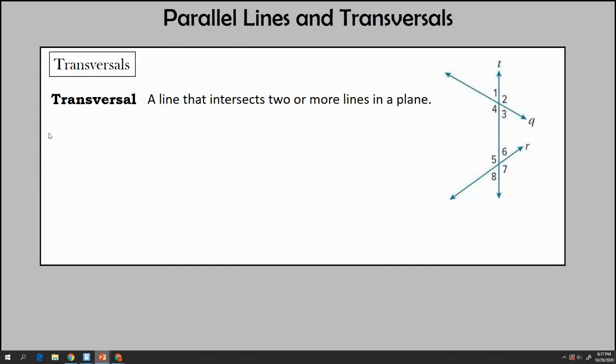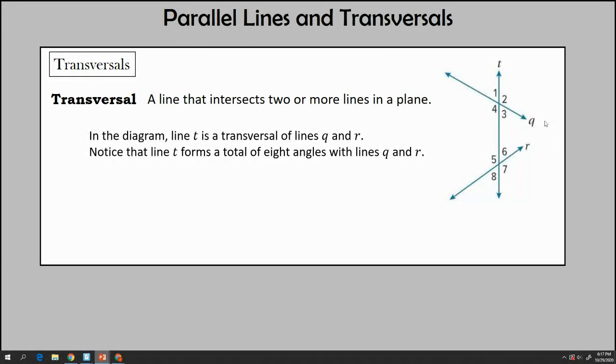Okay. The idea now of transversals. So transversals are basically a line that intersects two or more other lines in a plane. So in this diagram, T is a transversal. It's intersecting line Q and line R. Okay. And also notice when you get a transversal through lines, 8 angles are created, 4 angles in the first intersection and another 4 angles in the second intersection. And now we're going to classify and look at these angles.